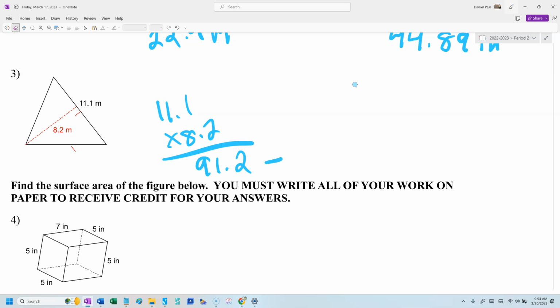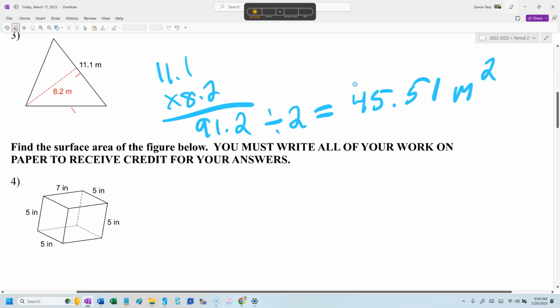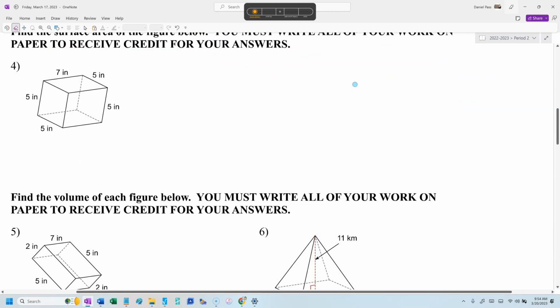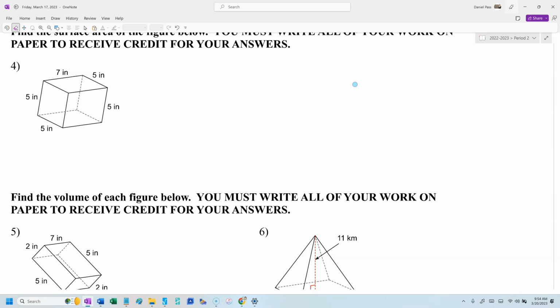No. And then 91.2 divided by 2 equals 45.51, and that is meters squared. All right, cool. Why do we divide? Because it's a triangle. Always got to divide by 2 on the triangle. 2D is divided by 2, 3D divided by 3. Thank you for asking, because some other people probably needed that too.